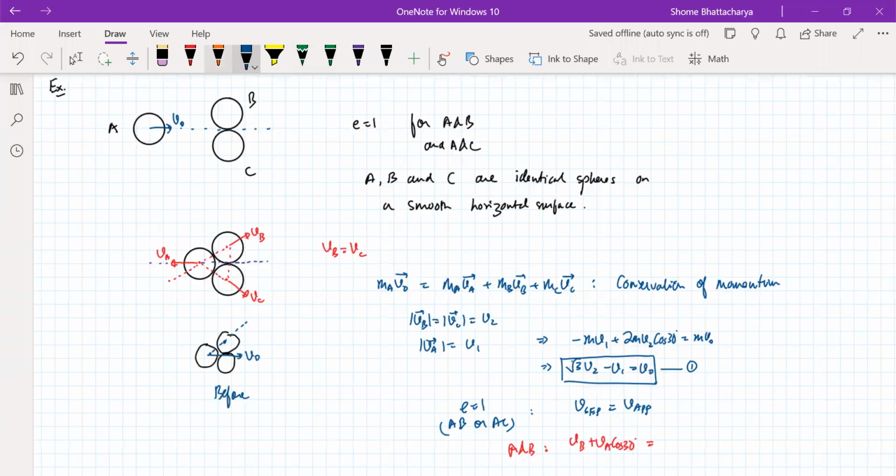So can we conserve kinetic energy for individual collisions? We can do that also. We can conserve the total kinetic energy of the system. Or you can say the kinetic energy of A plus B as a pair. No, here we'll have to conserve the kinetic energy of the whole system. A plus B plus C, that kinetic energy will be conserved because both collisions are perfectly elastic.